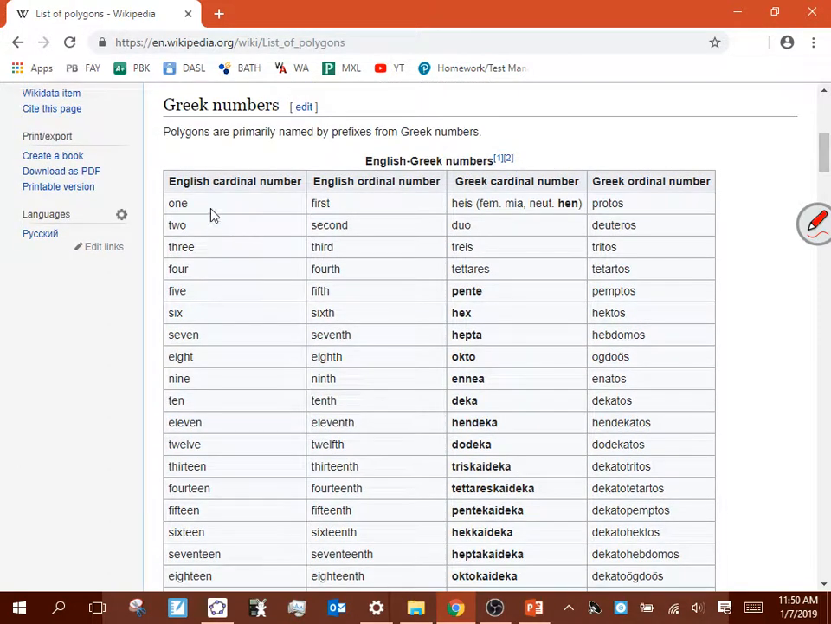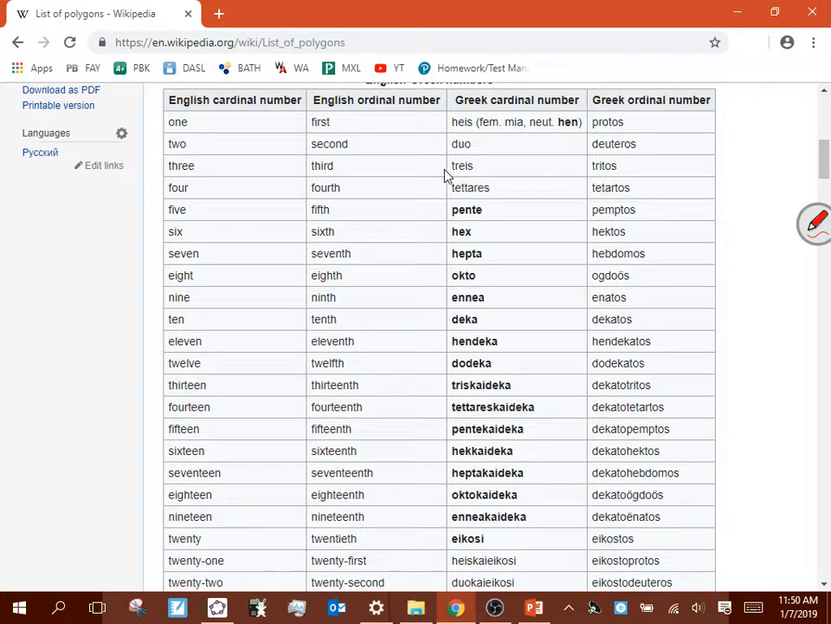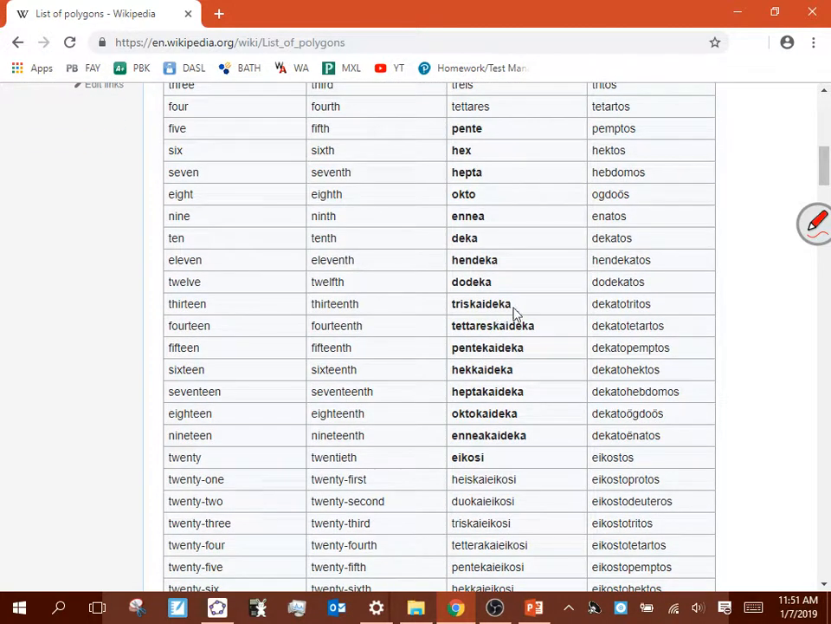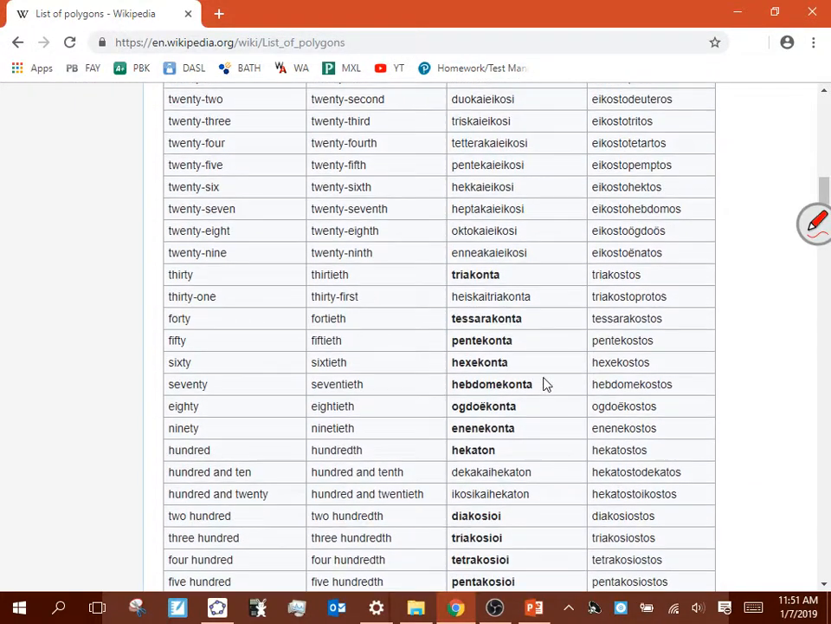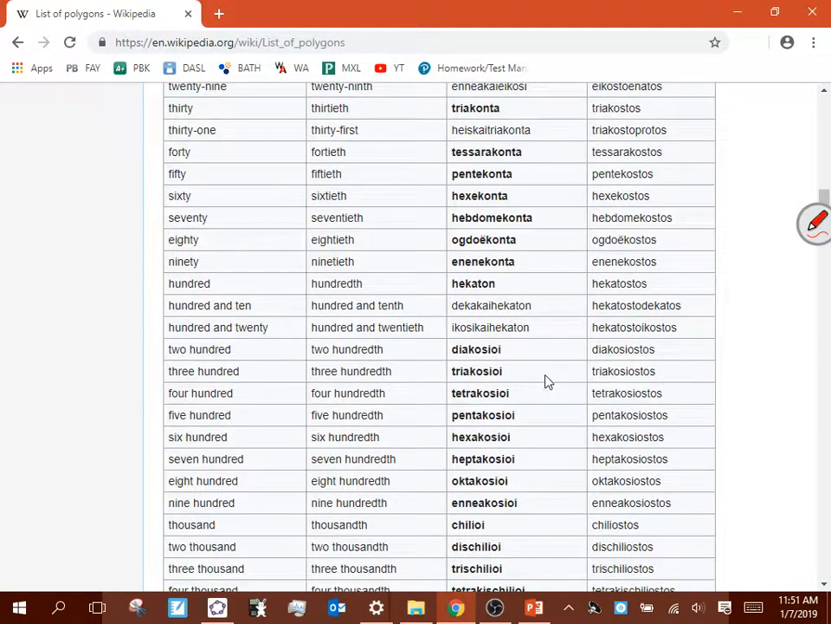All right, Wikipedia gives you a way of seeing how the shapes are identified through the Greek numbers. 5 is penta, right? 6 in Greek is hex. 7 is hepta. 8 is octa. Then you start to see, for 13, tri-skai-deka. I can't even say half these. 14 is kind of ridiculous. But you would just put gon on the end of these. Does that make sense? That would give you those names.